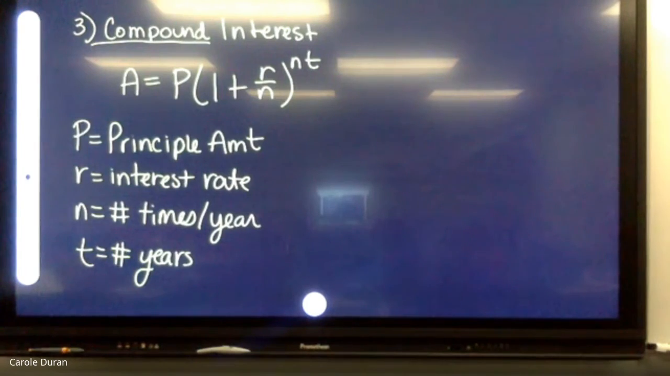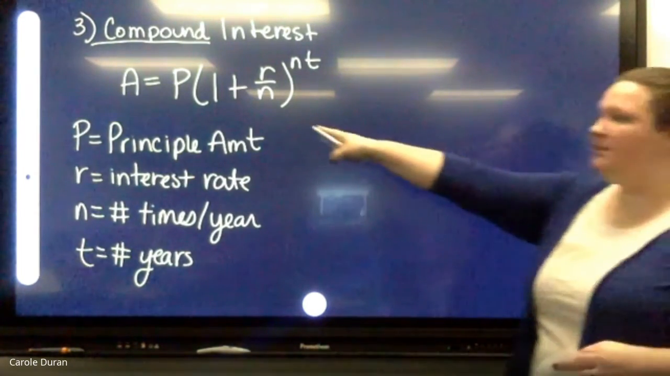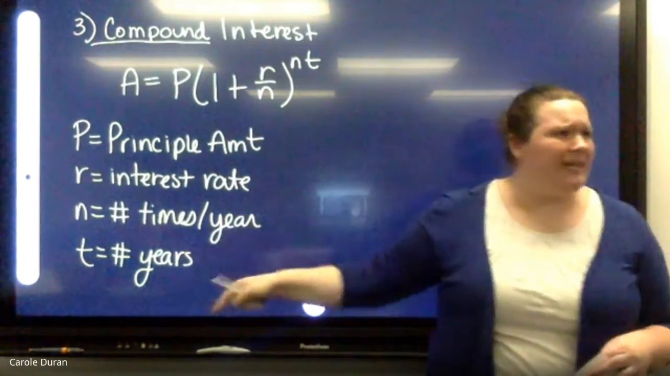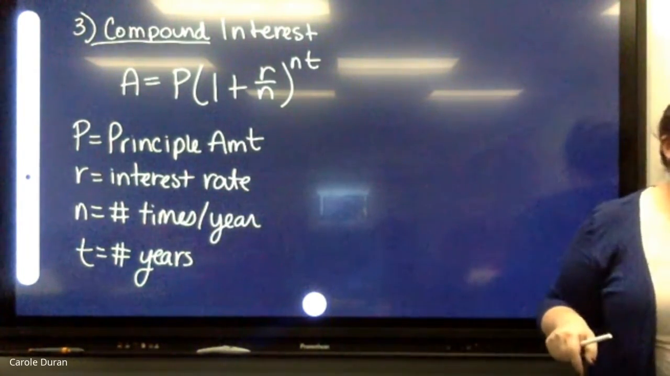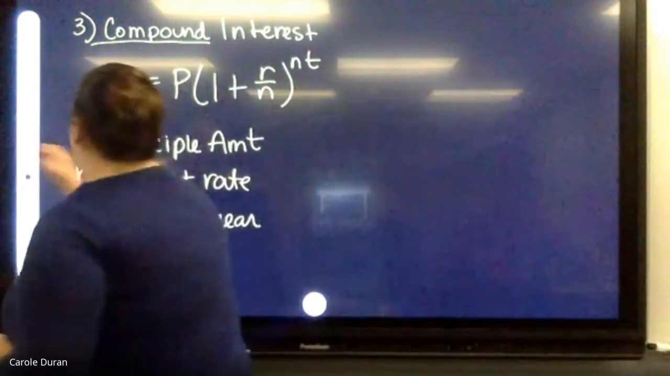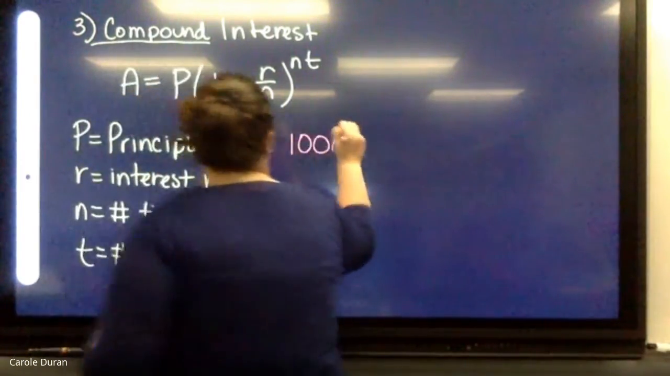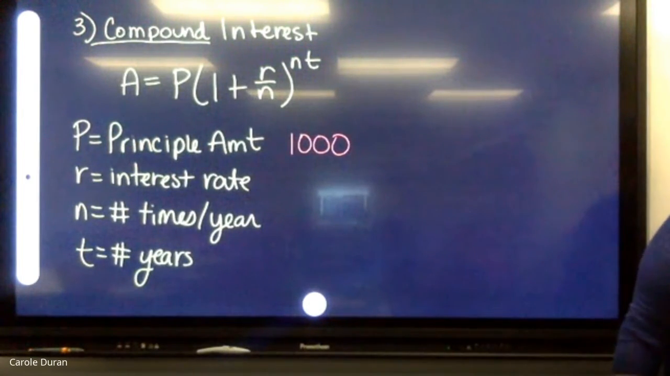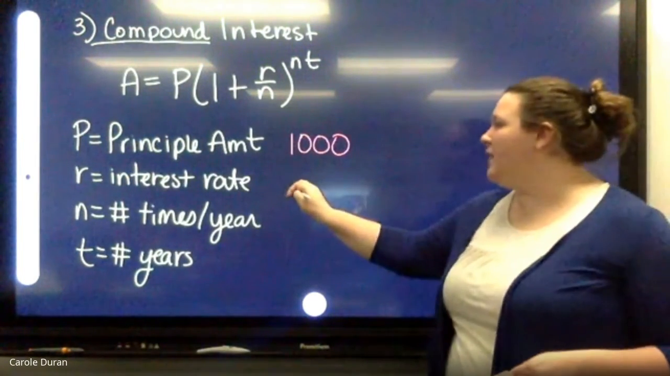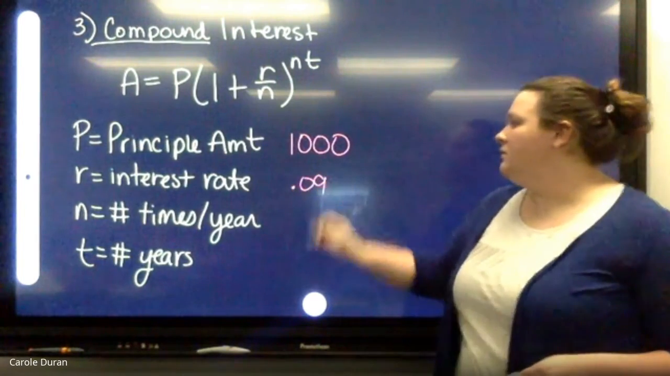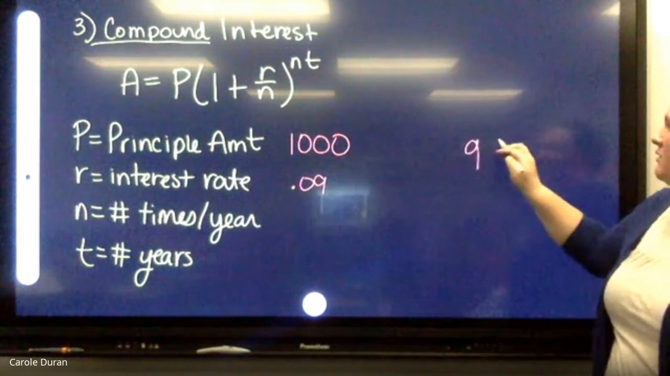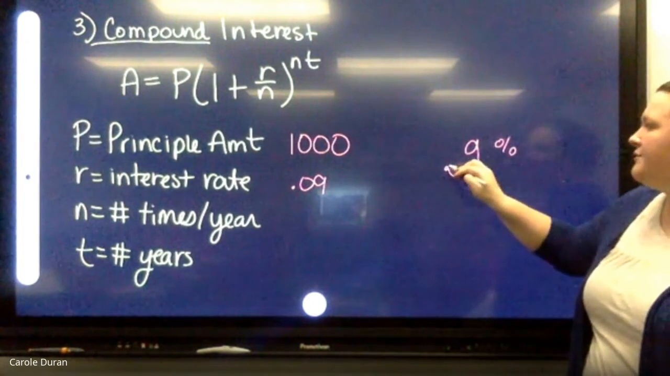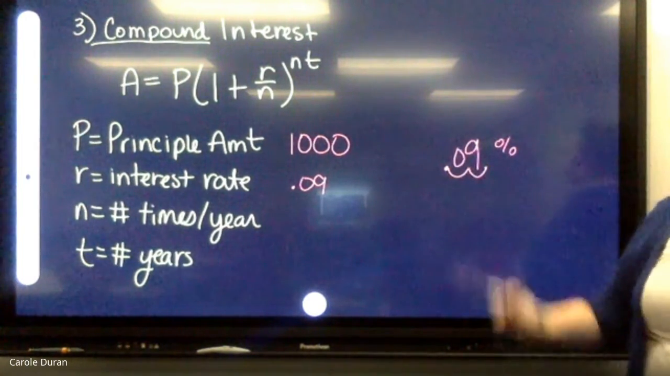As you're reading that, all you have to do is pull out this information. So from that story problem, how much money am I investing to begin with? 1,000. So that's my P value. What's my interest rate? 9%. Which we write as the decimal 0.09. Whenever you have a percent, we just take the decimal and move it 2 places to the left. And that's how I got 0.09.